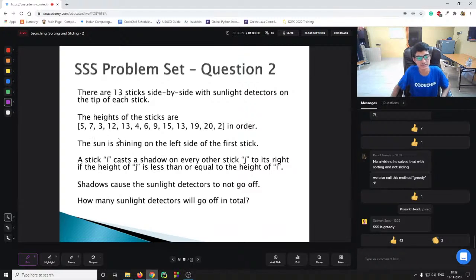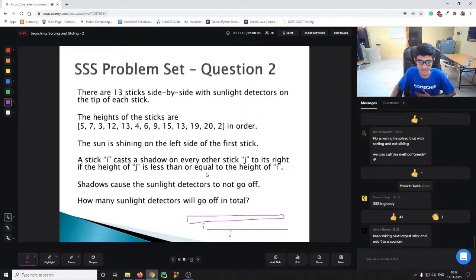So the sun is shining on the left side of the first stick, and a stick i casts a shadow on every other stick j. So for example, if you have an array like this, and if you have stick i, and stick j is every other value, it can be from this index to the last index. If any other value is less, then it will cast a shadow. So this will cast a shadow.